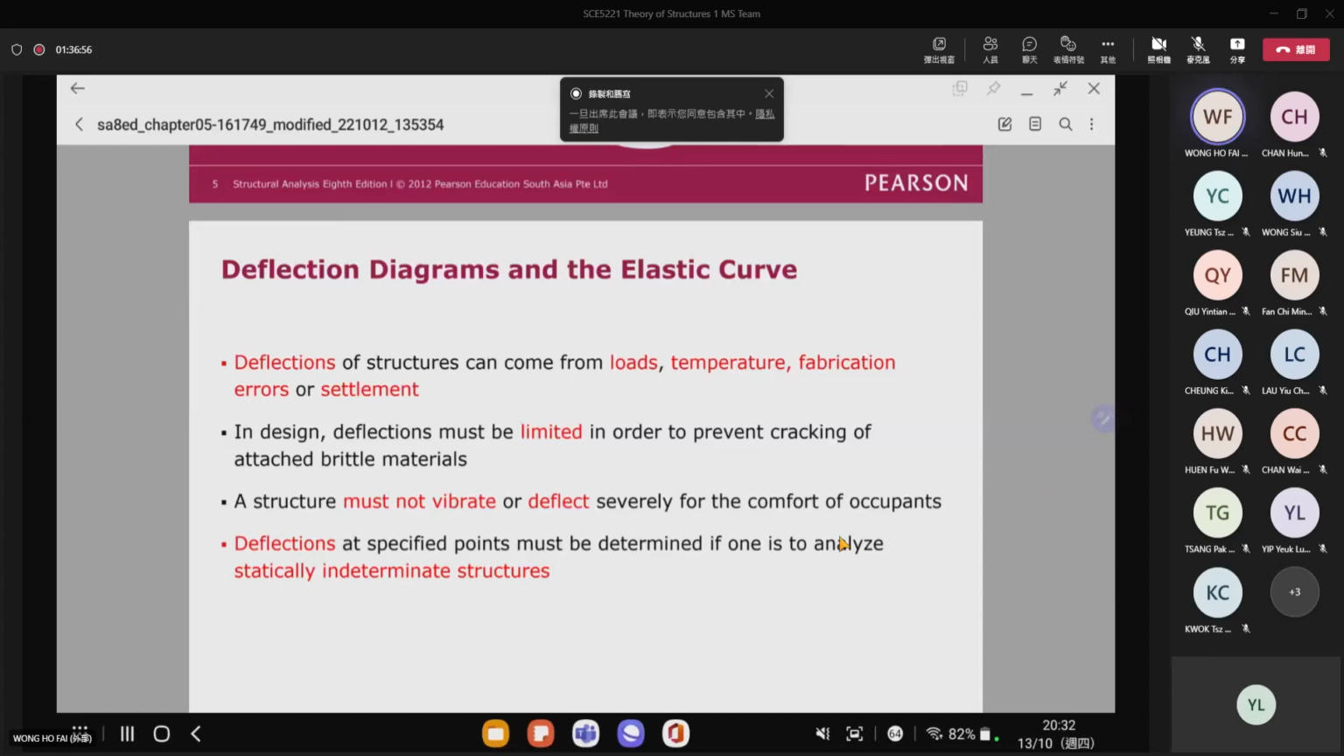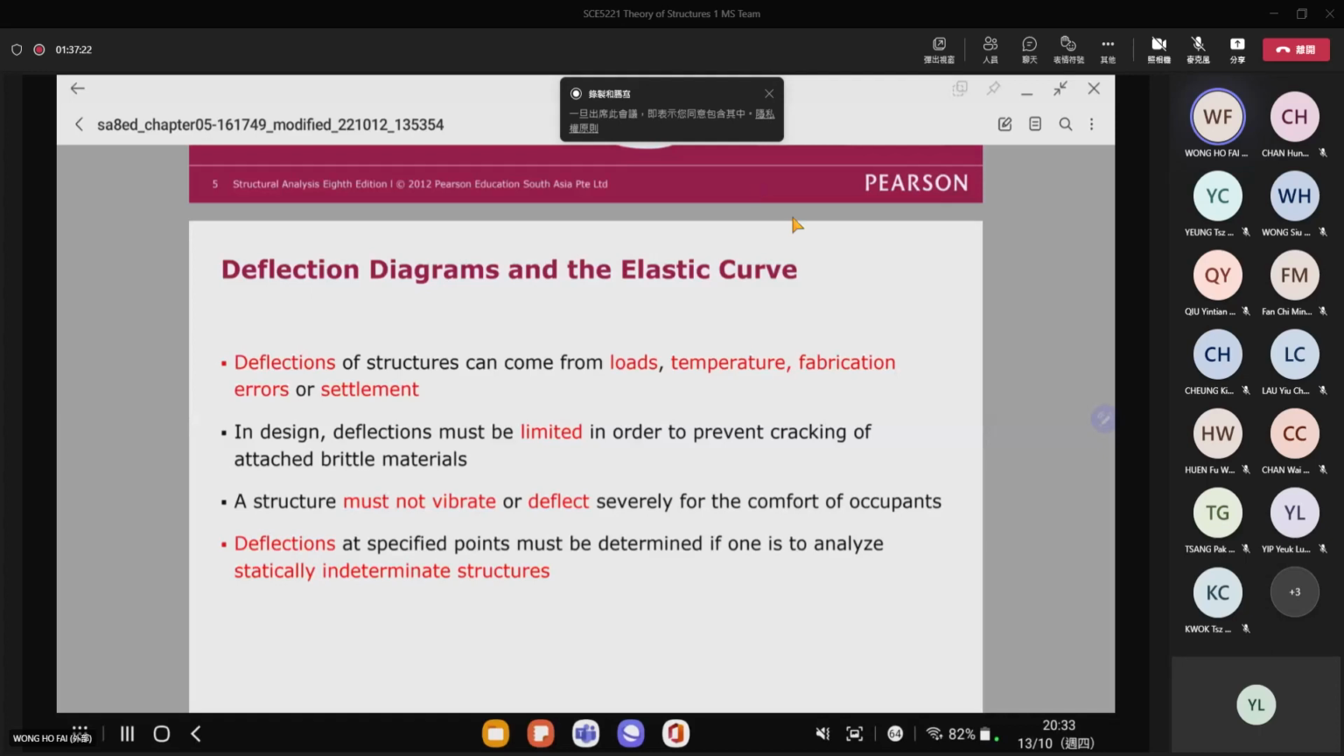And then for your design, basically we would like to limit this kind of deflection in order to prevent cracking of the attached brittle materials, because deflection will usually induce stress, and this stress will usually cause cracking or damage to your structure.